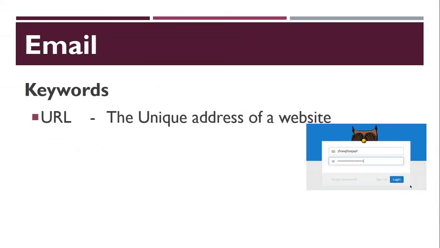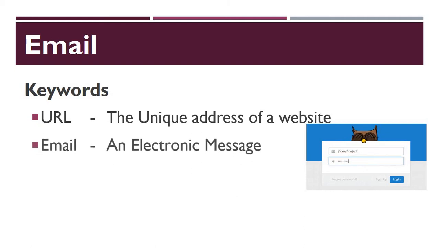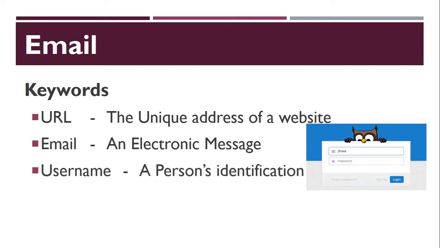First, URL. URL stands for Uniform Resource Locator. It is a reference to a web resource that specifies its location on the computer network. Next, email. Email is an electronic mail. It is a method of exchanging messages between people using electronic devices. Next, username. Username is identification of a person. It is an identification used by a person with access to a computer network or online service.